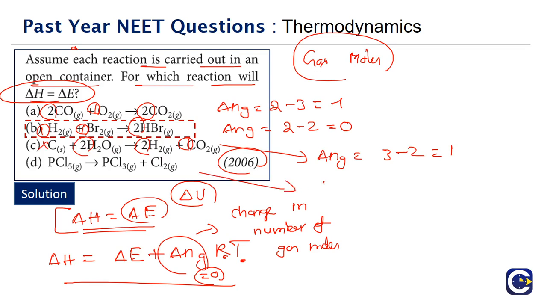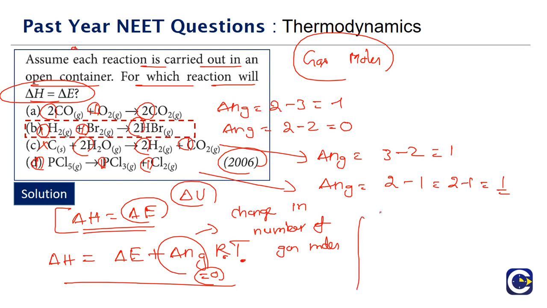Now option D, look at this. Del Ng in this case will be equal to what? 1 mole of Cl2 gas, we will count it. 1 mole of PCl3 gas, we will count it. 2 product moles. Reactant side 1 mole of PCl5. It is a gas, that's why we are counting it. So 2 minus 1 is equal to 1. So the only case where del Ng is 0 is option B. That's the reason why only in that reaction delta H will be equal to delta E.